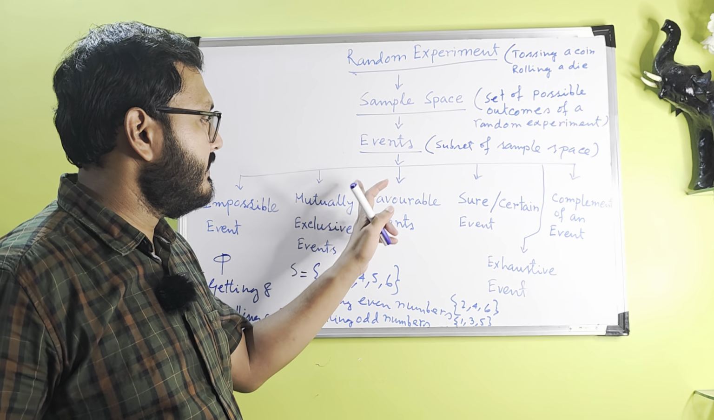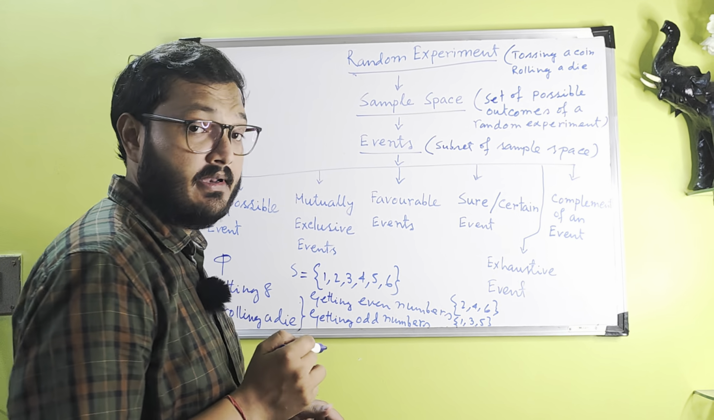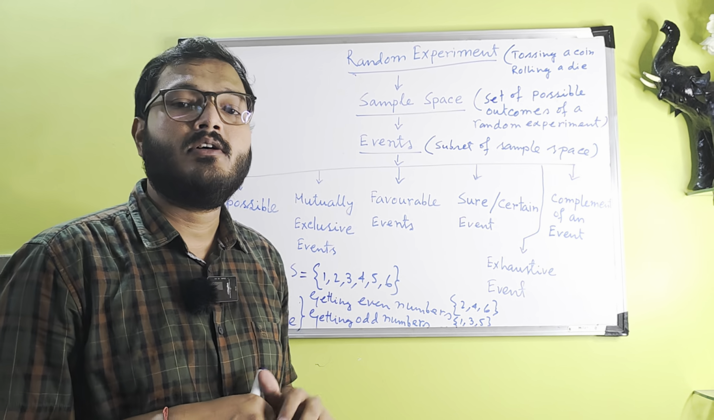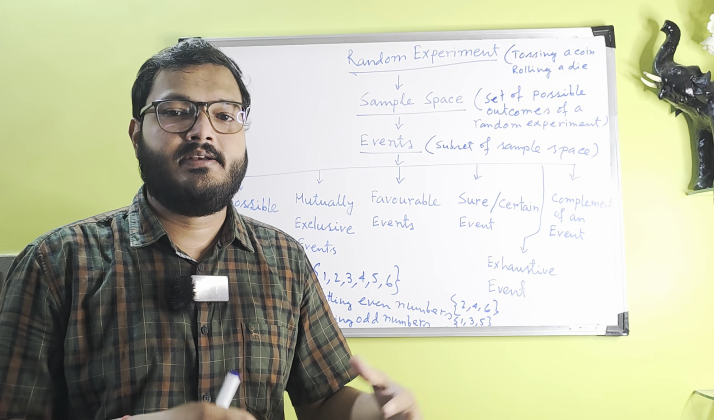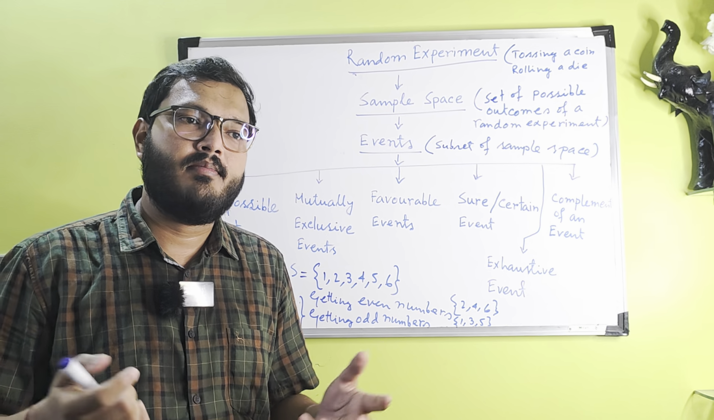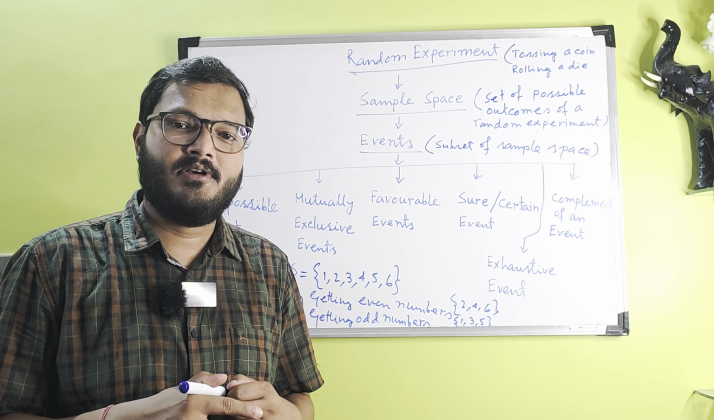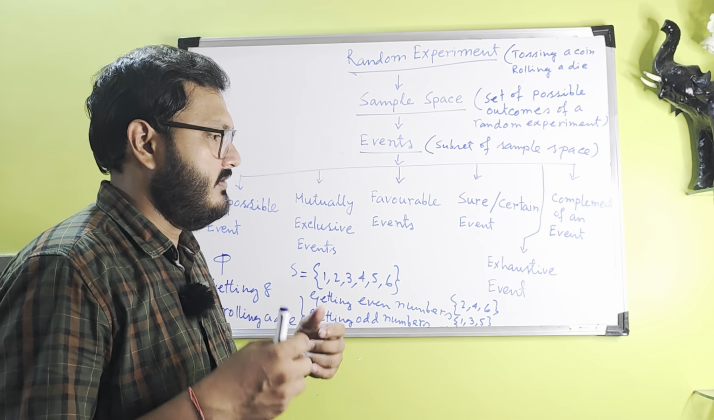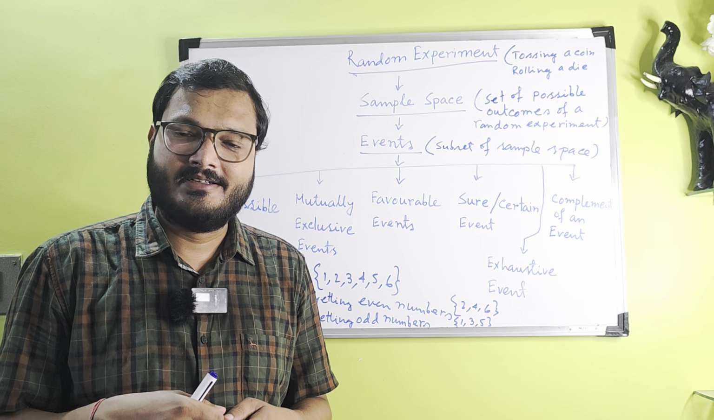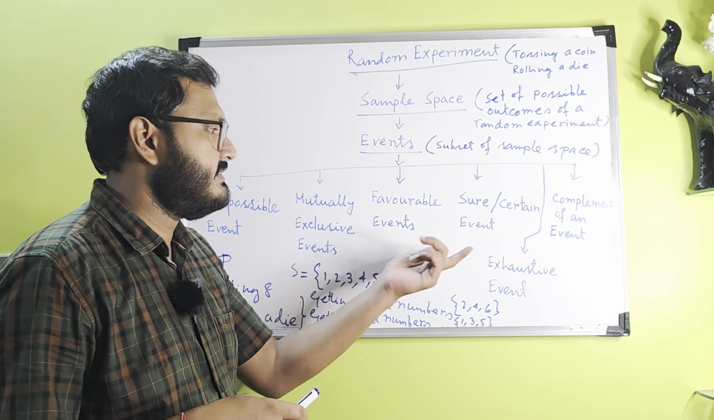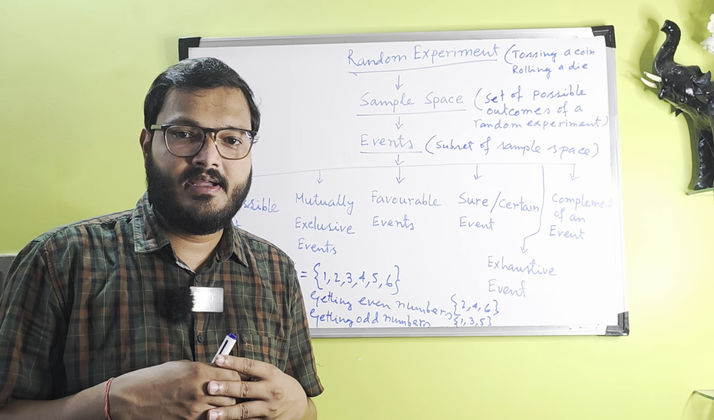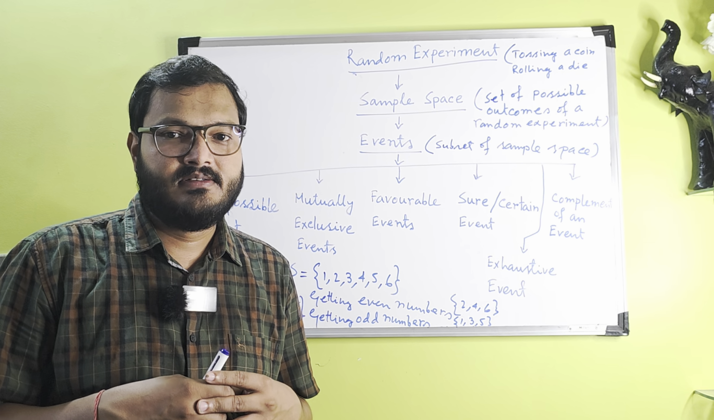Next, I am coming at last to favorable events. Next we will discuss sure event or certain event. What is a sure event? If I ask you, I am rolling a dice, what will happen? One naughty and funny student of my class told, sir, from 1 to 6, any one of them I will get. It's correct. So that is a certain event. That will surely happen. That is called a certain event.